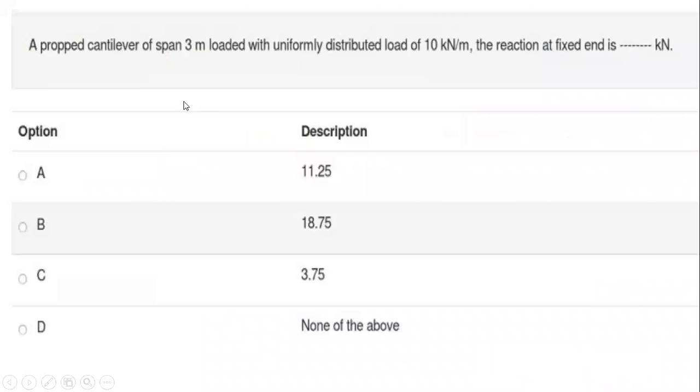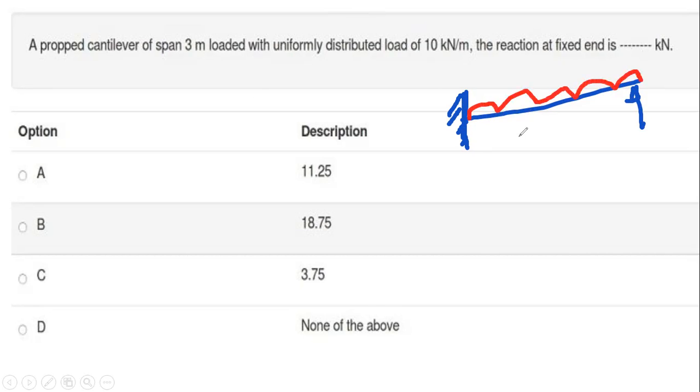Okay, next MCQ. A propped cantilever of span 3 meter loaded with UDL of 10 kilonewton per meter, reaction at fixed end is. So this is the MCQ from propped cantilever. This is the standard case. If we draw the propped cantilever subjected to UDL on entire span, the span is 3 meter, where the UDL intensity is 10 kilonewton per meter. They have asked what is the reaction at fixed end. Suppose this is the support A, which is fixed one. At that support, we have to find out the reaction, that will be RA.